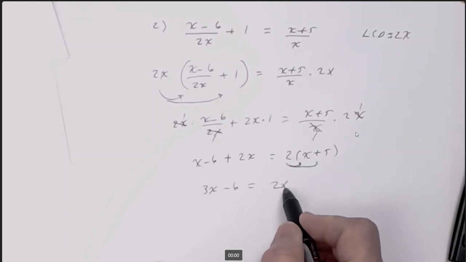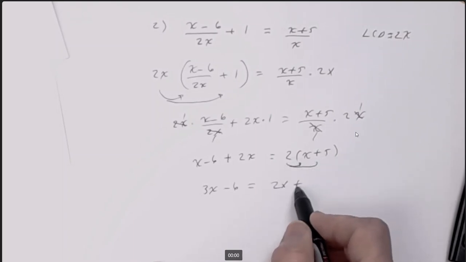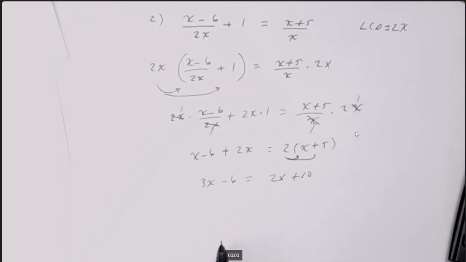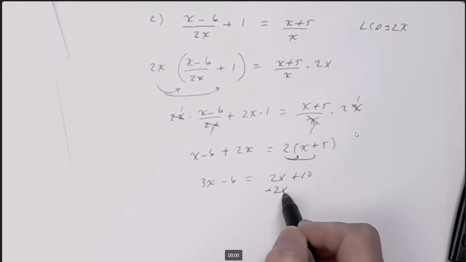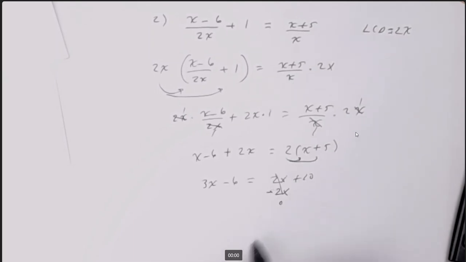I'm going to go ahead and bring the variables to the left-hand side. So I need to get rid of this 2x. So adding 2x is not going to help me because 2x plus 2x is 4x. But subtracting 2x will, because 2x minus 2x is 0. But what I do to the left or to the right, I must do to the left. So now 3x minus 2x is x. I get x minus 6 equal 10.